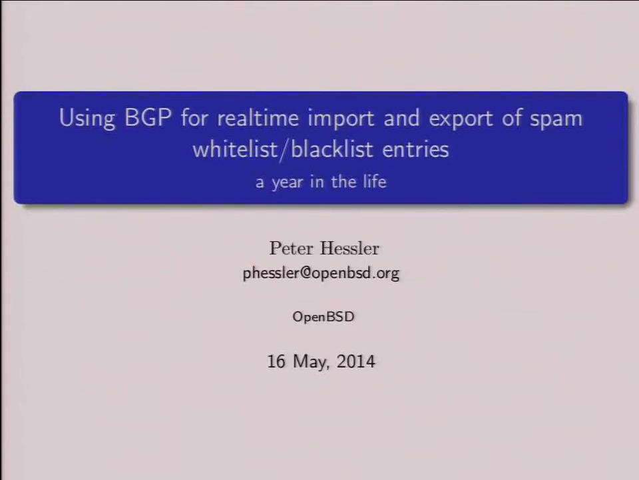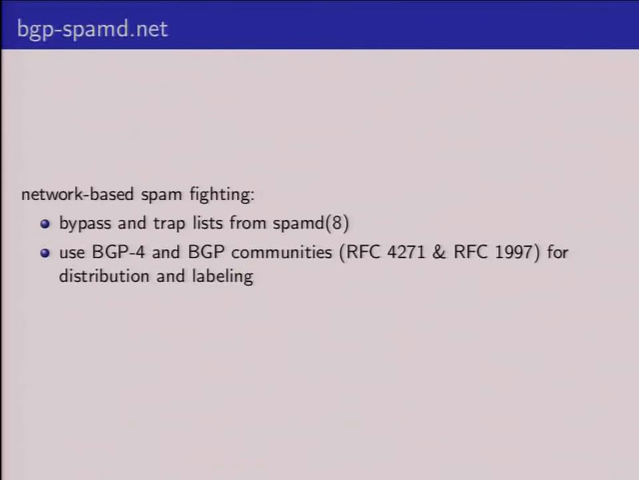I'll be giving a talk about using BGP as a real-time import and export mechanism for anti-spam lists. So what is this? It is a network-based spam fighting technique that I created. It takes the bypass and trap lists, more commonly known as the whitelist and blacklist, out of the OpenBSD SpamD system, and it uses BGP as a distribution protocol to spread all of these lists to all of the subscribers who want to get a copy of it. We're using BGP4 as the method, and using BGP communities to apply the tagging of which list it belongs to.